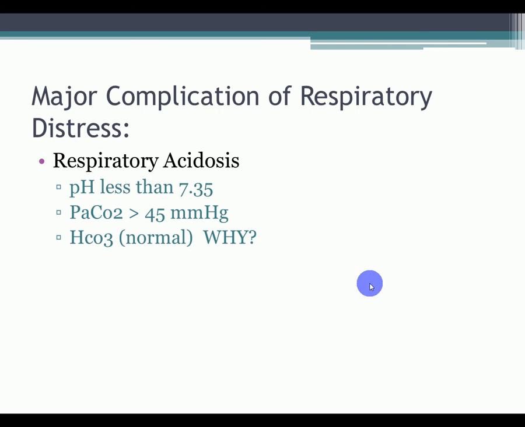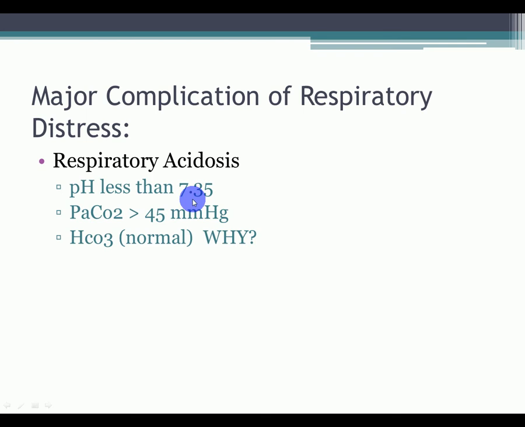All right, the major complication of respiratory distress is respiratory acidosis. And when do you know if someone's in respiratory acidosis? If I need to put back up the ABG article, if you'll email me, I'll be glad to do that for you, because there will be ABGs on this test.